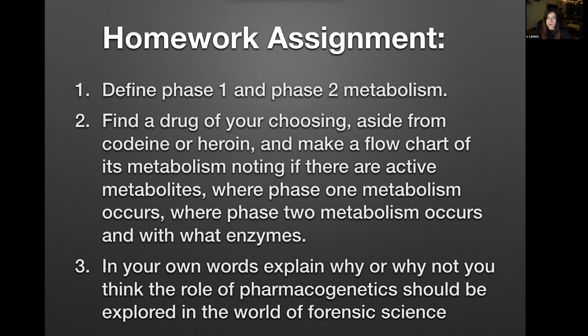Note if there are active metabolites in the metabolism, note where phase one metabolism takes place and where phase two metabolism takes place, and if you can find what enzymes are there. You don't have to, if it's kind of complicated like codeine was, you can just put it in a couple of places just to get the gist, like, oh, CYP2D6 is a phase one metabolism. And then in your own words, explain either why or why not you think the role of pharmacogenetics should be explored in the world of forensic science.